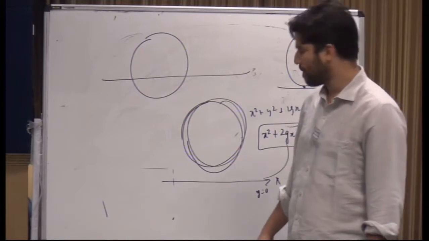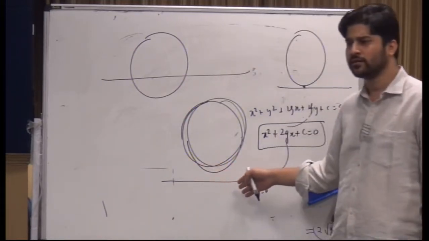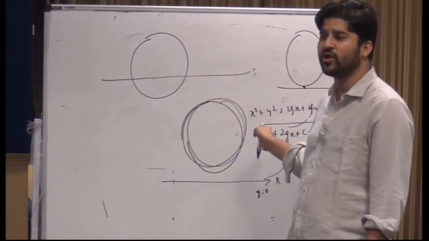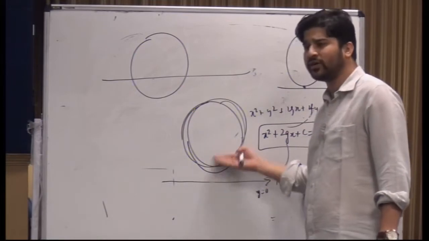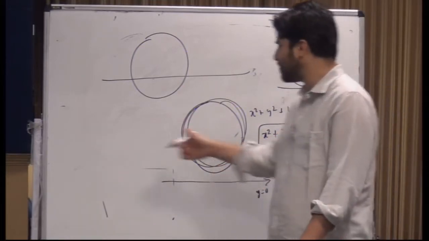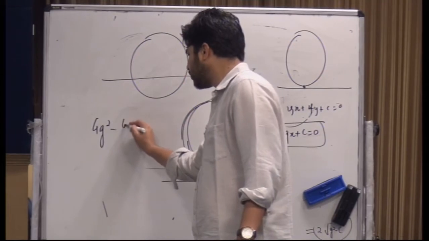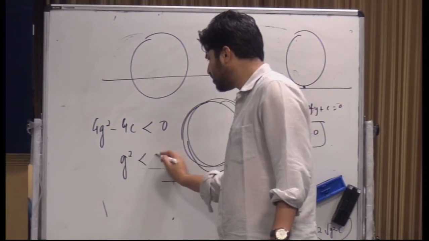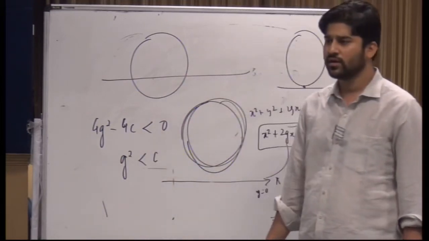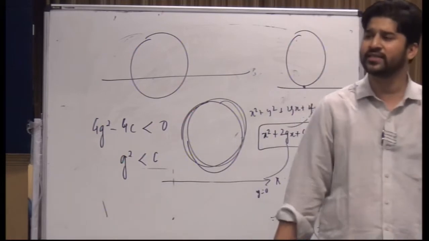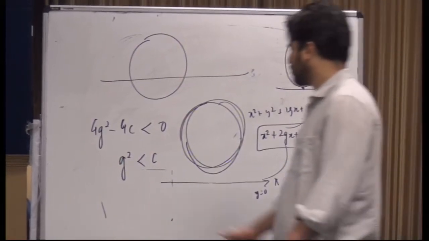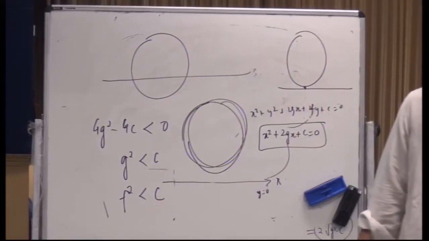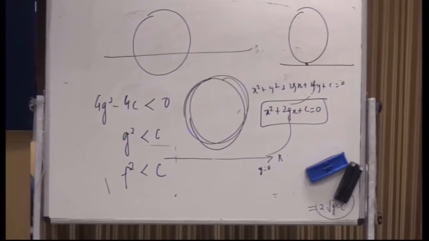So the discriminant should be? So x square plus 2gx plus c is equal to 0. This quadratic equation does not have any solution because it is not at all touching. So what should be the discriminant? 4g square minus 4c should be less than 0, which means g square should be less than c. And when does this circle not touch the y-axis? f square is less than c. Understood the possibilities? Yes, sir. Okay.